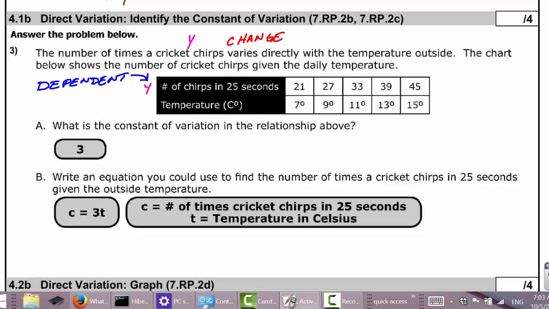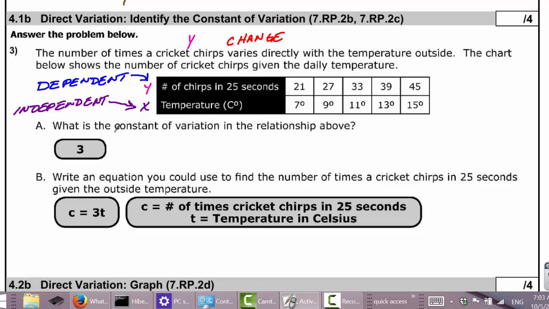And the x is the independent. The independent is the thing that controls the dependent. So it's important that you are able to identify the dependent and the independent. So now, constant of variation.